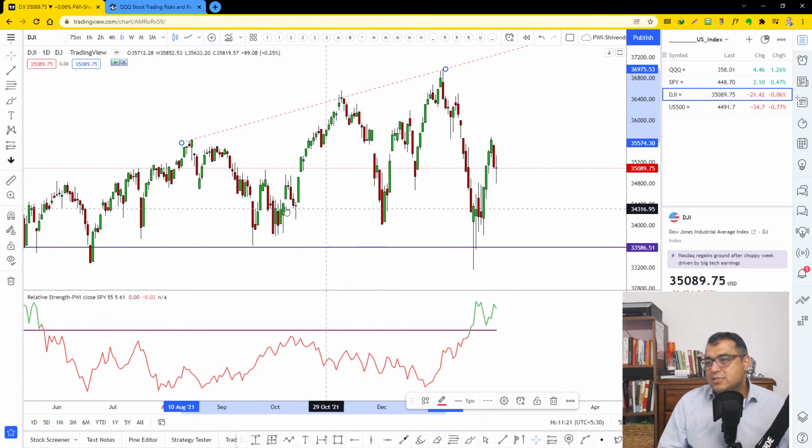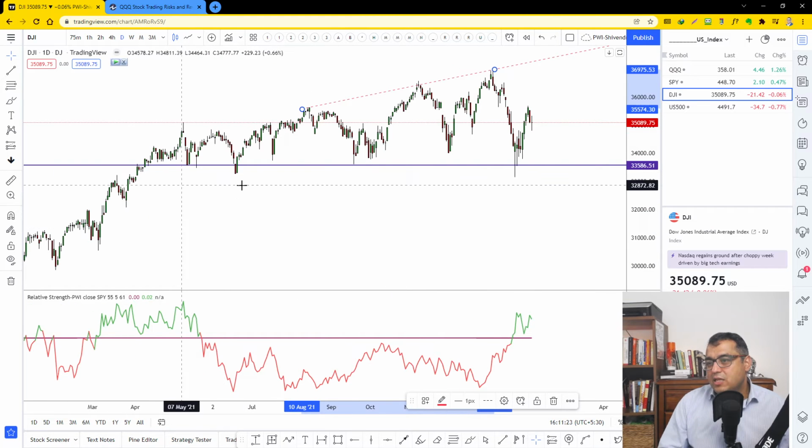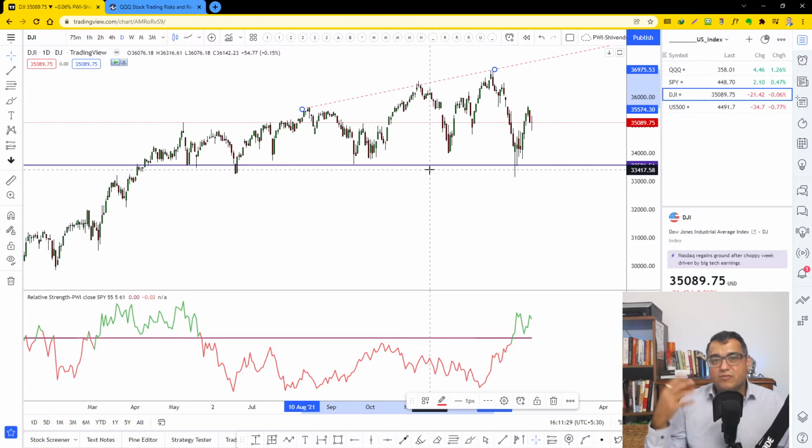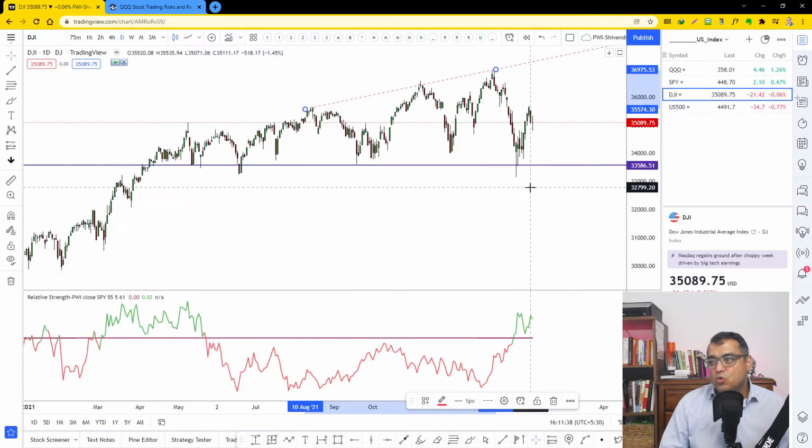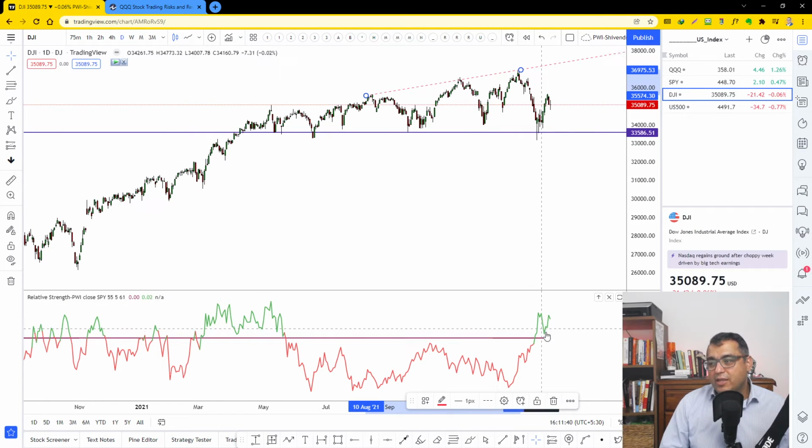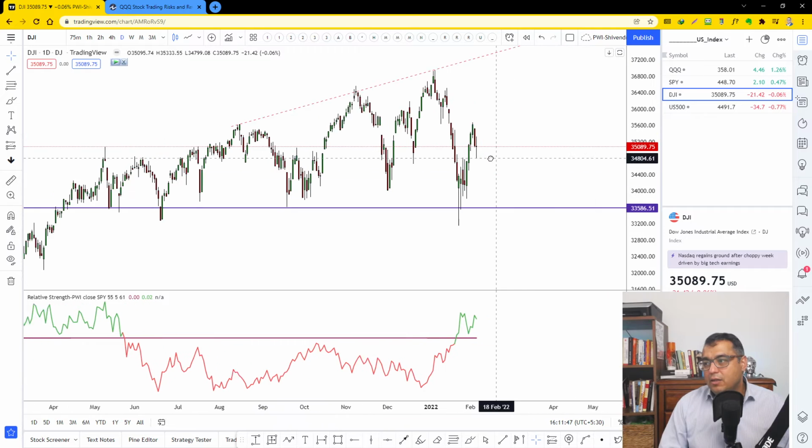Now you can see here, this is a key support zone. Every time it is coming and testing, it could be broken, because my view is every time it tries to test the support, that means it is getting weaker as it comes and tests again. So let's see whether it holds. But again, it is performing better than the S&P 500 at the moment, and that's the key level.